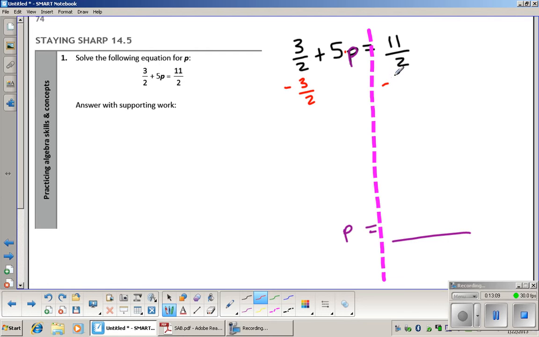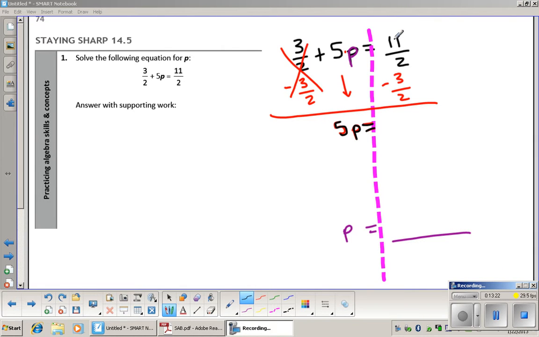This cancels. 5P continues down because nothing was done to it yet. On the right-hand side, I have a problem I can support. 11 halves minus 3 halves. Well, if I have 11 halves and take away 3 of those halves, I should have 8 of those halves left. 8, 9, 10, 11 makes the total number of halves I started with. Now, of course, 8 over 2 is silly. I don't want to write it as 8 over 2. 8 divided by 2 is a findable number. So what I really have is 5P equals 4.